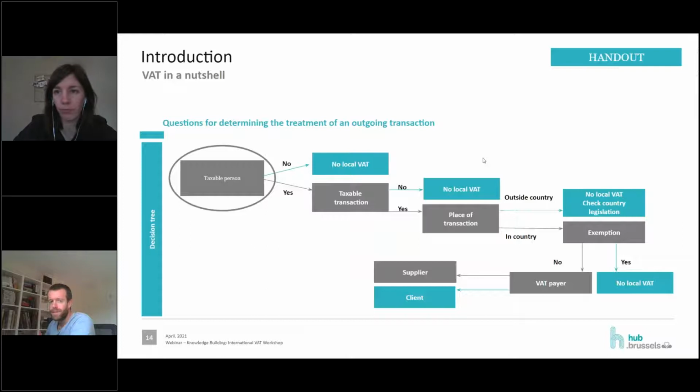And that is basically the decision tree that you need to have when you face a transaction in order to correctly assess whether VAT is due on a transaction, by whom and in which country. So those are the 5 questions that we always use when facing a transaction in order to correctly assess the VAT treatment that would be applicable.